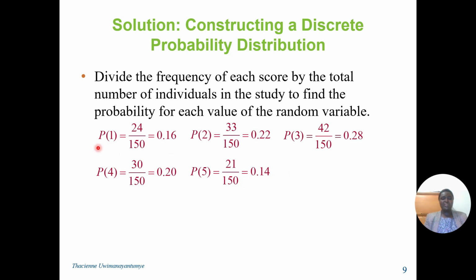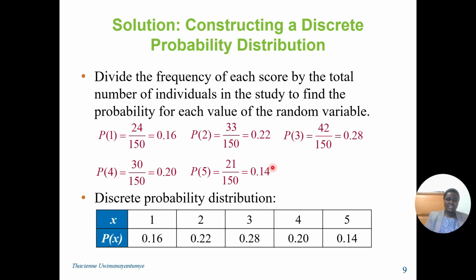I've said that the probability x equal to 1 is 24 over 150, which is equal to 0.16. The probability that x is equal to 2 will be 33 over 150, and so on. And the probability that x is equal to 5 will be equal to 21 over 150, which is equal to 0.14. So what you have to check next is if all these probabilities you get are between 0 and 1. Is it correct or not? Yes, it is correct. All the probabilities are between 0 and 1.